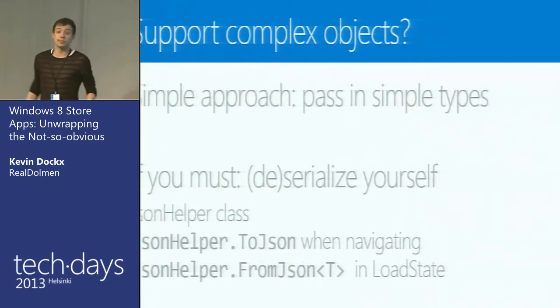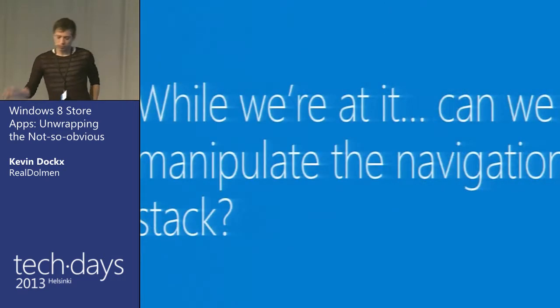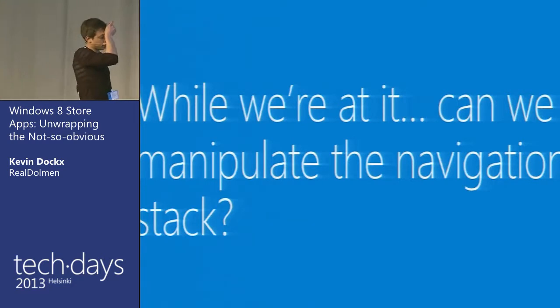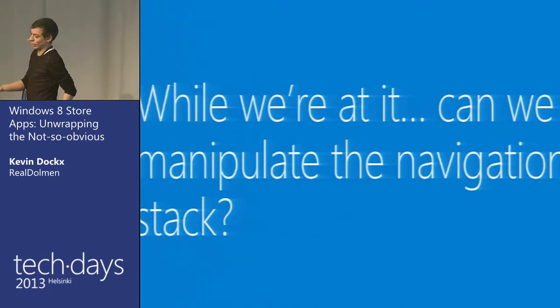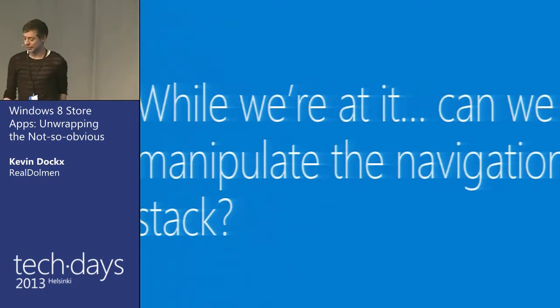But I do prefer the simple approach. Do not pass through complex types. Okay, while we're at it, I'm talking about navigation. Can we actually manipulate this navigation stack? So the navigation stack, by which I mean your application's back button knows where to go back to. That's more or less what I mean by this.